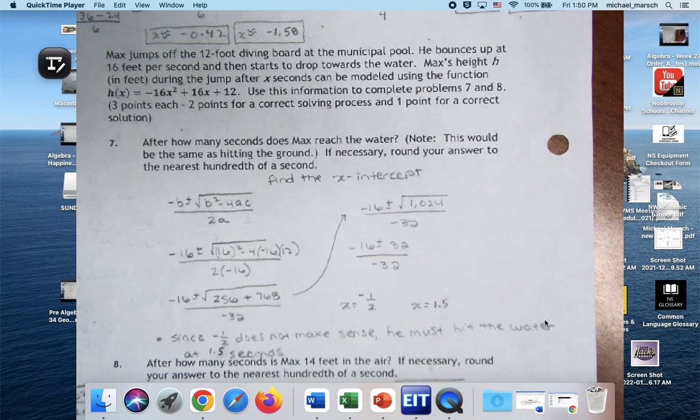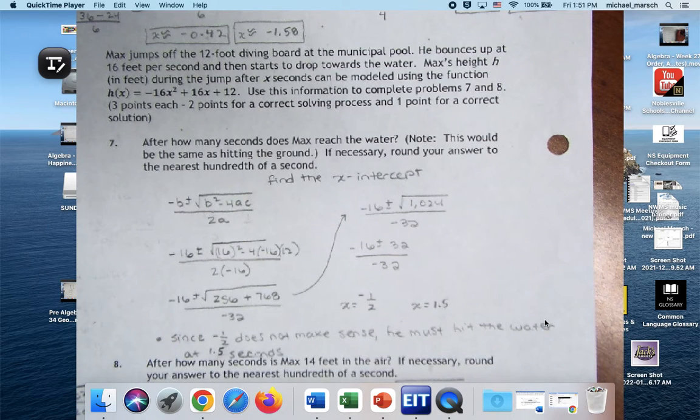Why would you use the quadratic formula? Because opposite b over 2a gives me the vertex. That would be my x value, and then I put that back in to get my y value. But I wasn't trying to find the vertex. I was trying to find when he actually hits the water, which on a parabola would be my x-intercept, if the water is my 0.